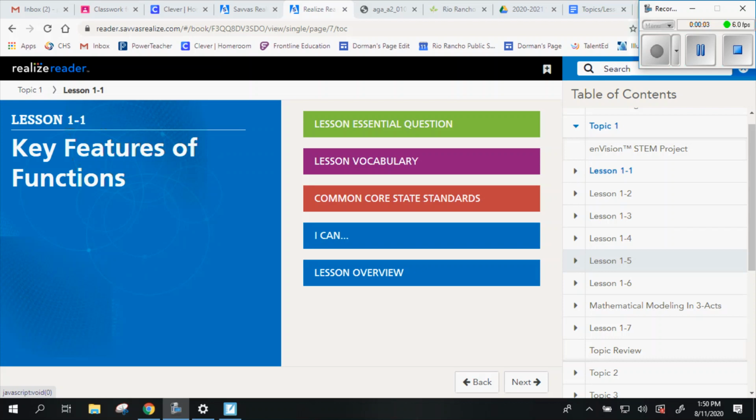Hey, Algebra 2, and welcome to your first lesson of the year, lesson 1.1. We're going to be looking at key features of functions.